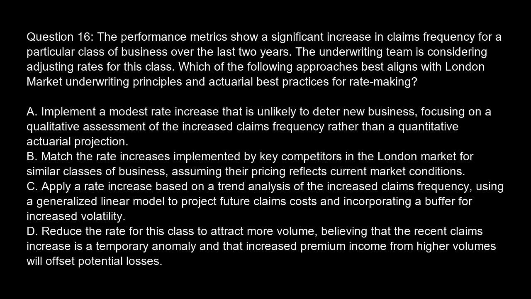Option B. Match the rate increases implemented by key competitors in the London market for similar classes of business, assuming their pricing reflects current market conditions. Option C. Apply a rate increase based on a trend analysis of the increased claims frequency, using a generalized linear model to project future claims costs and incorporating a buffer for increased volatility. Option D. Reduce the rate for this class to attract more volume, believing that the recent claims increase is a temporary anomaly and that increased premium income from higher volumes will offset potential losses.